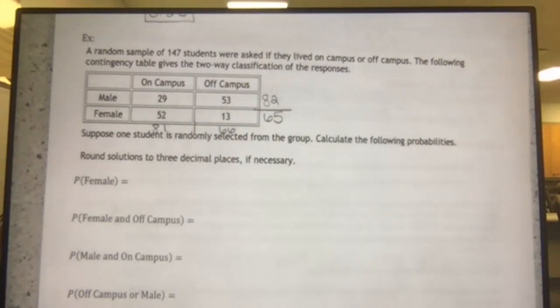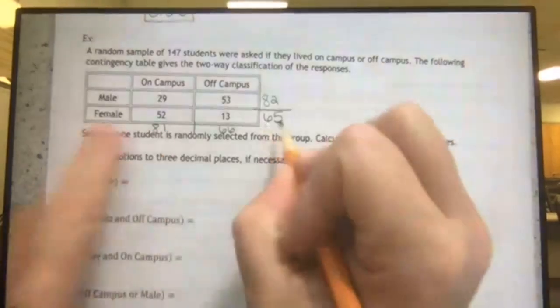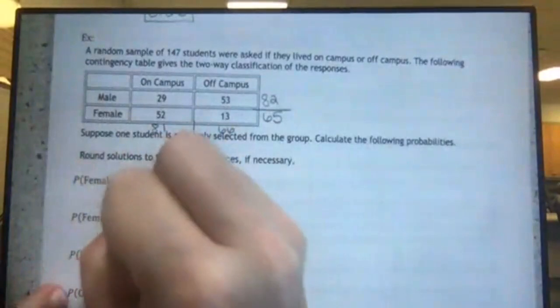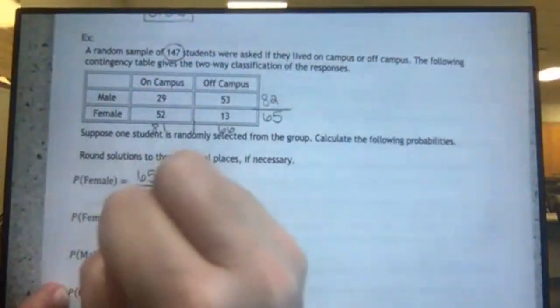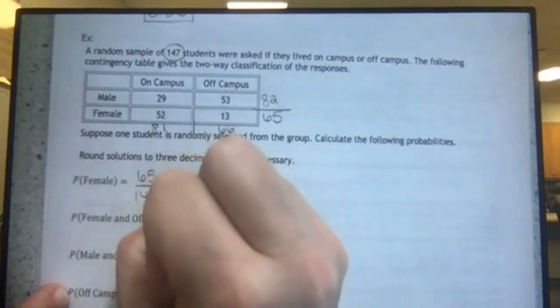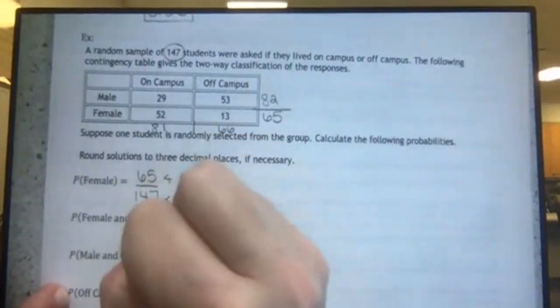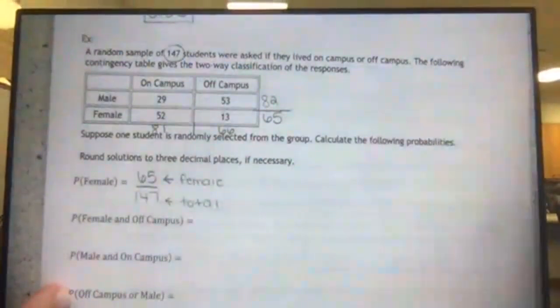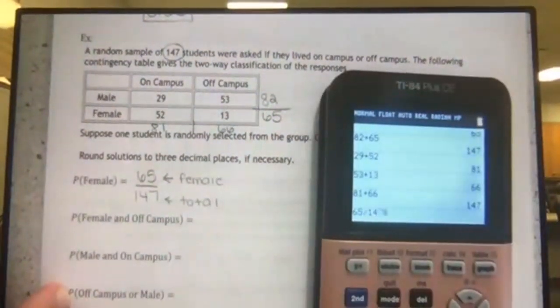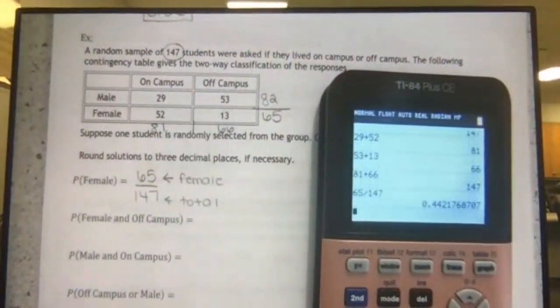So suppose one student is randomly selected from the group. Calculate the following, rounded to 3 decimal places as needed. So probability of female. We said total females was 65, out of total was 147. So female out of our total. So 65 out of 147 would give us 0.44217, so 0.442.